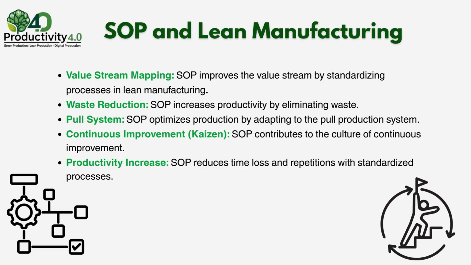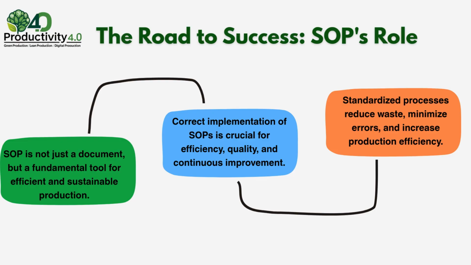Now, standard operating procedure is not just a written guide, it is a fundamental building block for efficient and sustainable production. Proper implementation of these documents plays a critical role in achieving goals of efficiency, quality, and continuous improvement. Standard operating procedures organize and streamline processes, increasing efficiency at every step. Standardized operations eliminate waste, minimize errors, and make production processes more efficient. Therefore, implementing standard operating procedures correctly is not just a necessity but a key to business success.